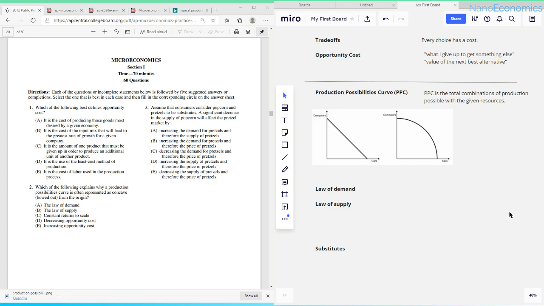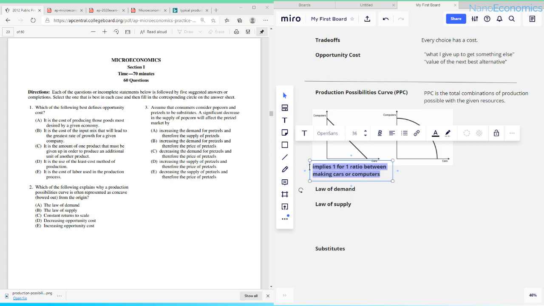And in this case, we're ignoring the fact that all those component parts might be produced in different places. But if we just imagine this hypothetical economy is producing either computers or cars, then this would be a trade-off where there's a one-for-one ratio between cars and computers. In other words, the same exact inputs and the same skills required.